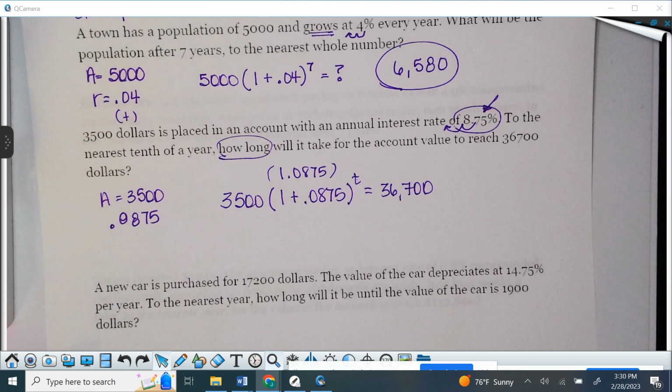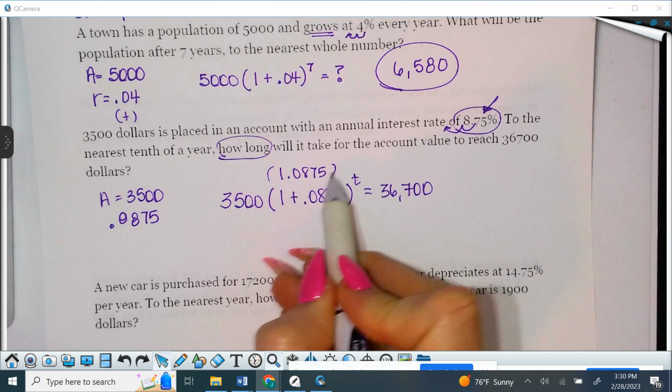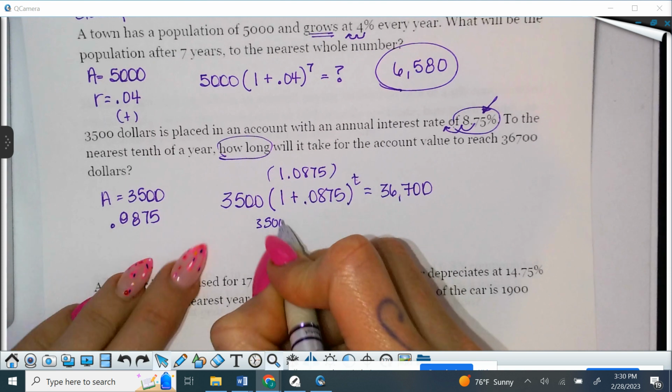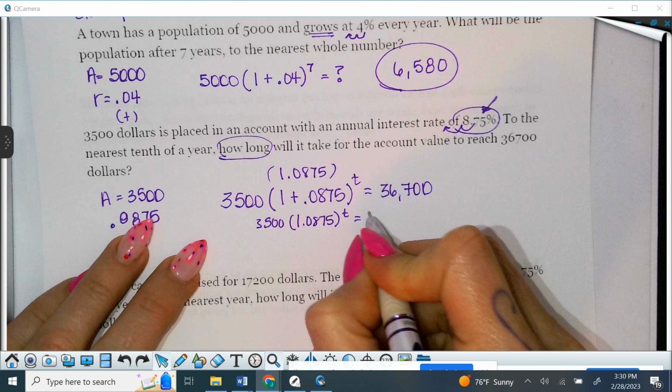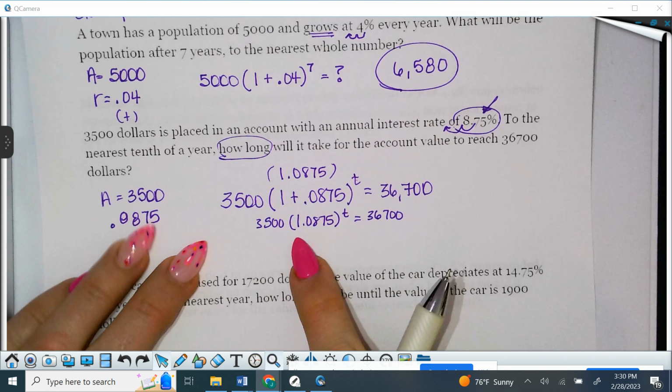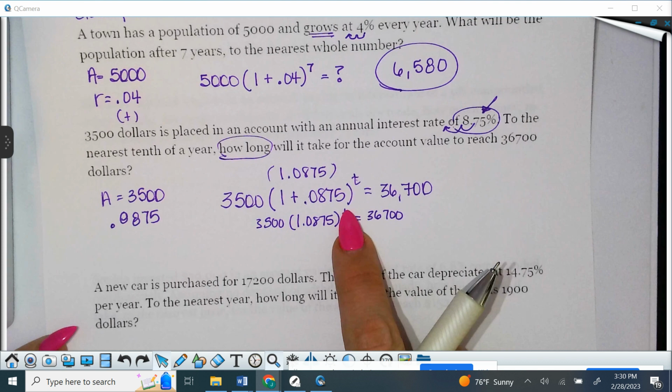Now, we know how to solve these at this point, so I'm going to show you how to solve them as logarithmic functions instead of your trial and error like we did in Math 1, because we are now Math 3 students, and we can do that. I am going to switch it to this: 3,500 times 1.0875 raised to the t, or you can use x if that makes you happier. The variable doesn't matter. Remember, to be able to switch it from exponential to logarithmic, you need a base, an exponent, and an output by itself.